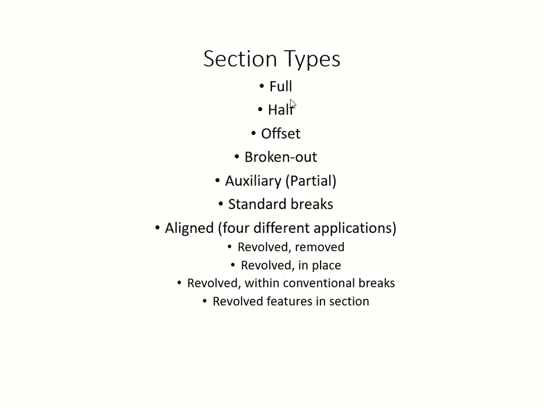Alright, section types. We have full, half, offset, broken out, then auxiliary and partial, and we have standard breaks sections. And then aligned sections, also another section type, and with aligned sections we have four different applications: revolved, removed, revolved in place, revolved with conventional breaks, and revolved features in sections. So altogether 1, 2, 3, 4, 5, 6, 7 section types. Alright, that's it for the first two sections of your Unit 3.